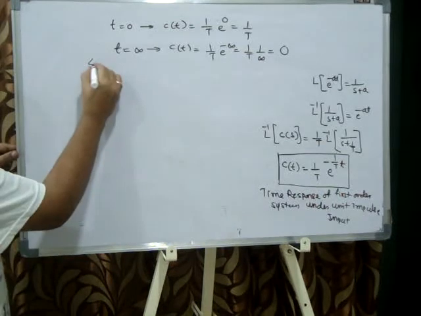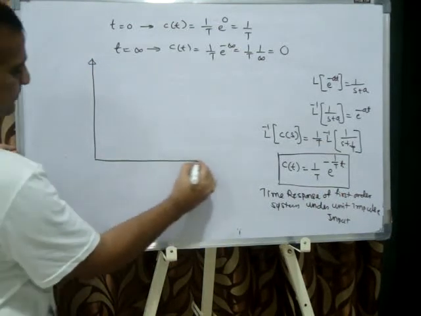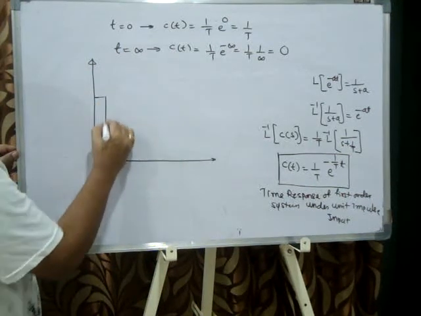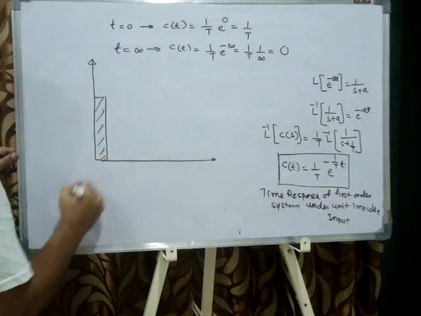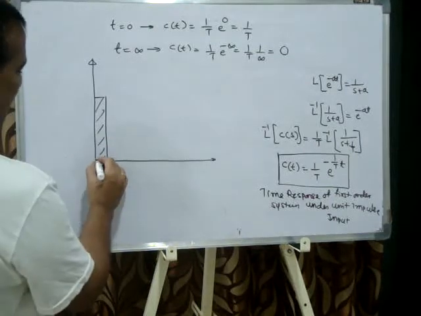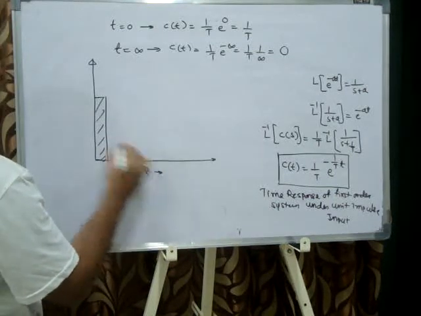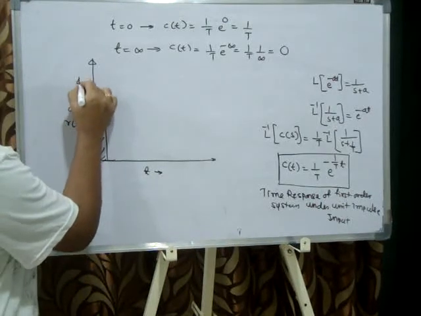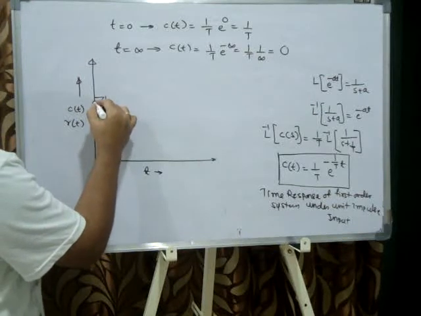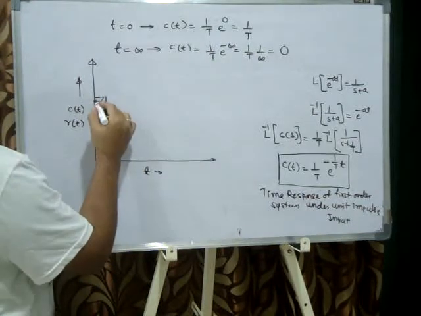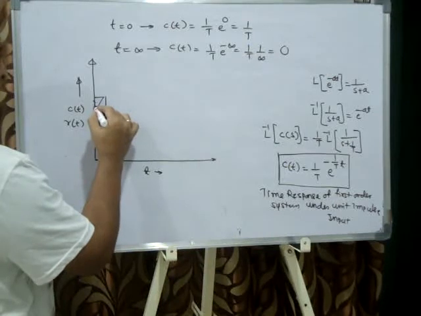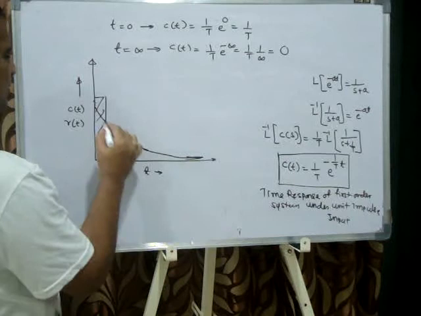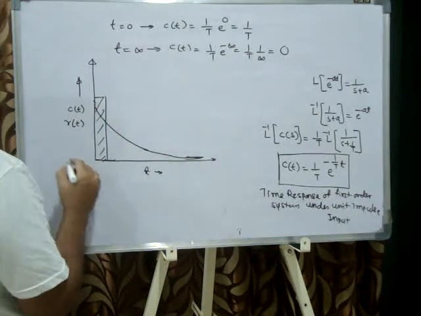So now I draw a graph, that is called unit impulse input. Okay, that is 1, fine, and t, and here R of t and C of t. Now the output starts from 1 by t and it goes down to 0.